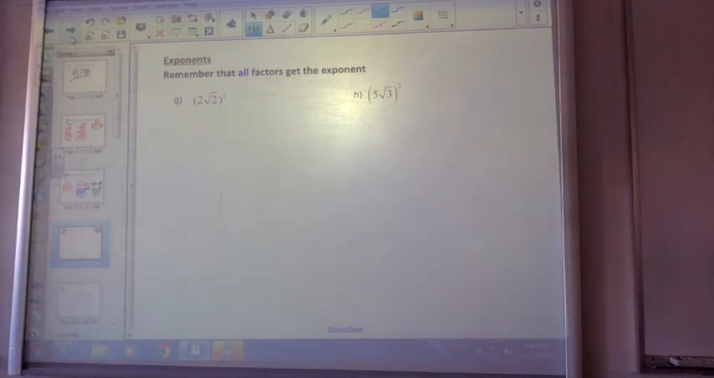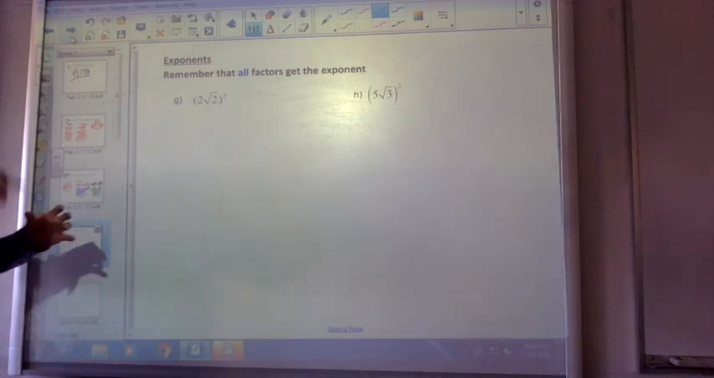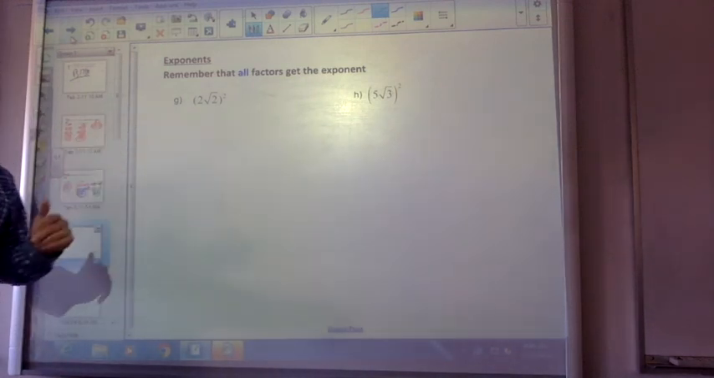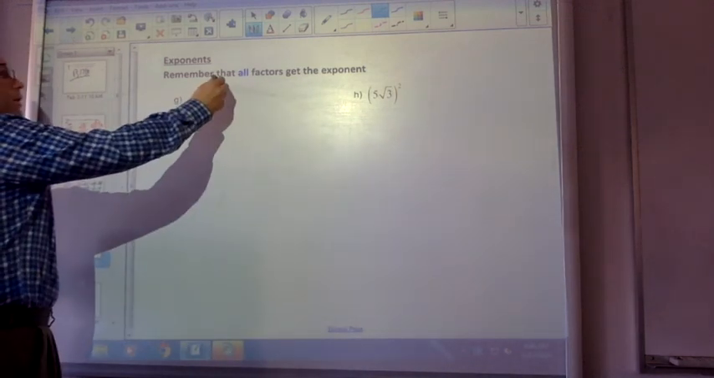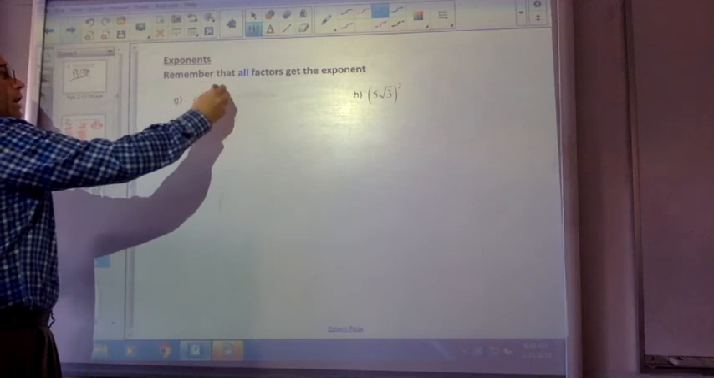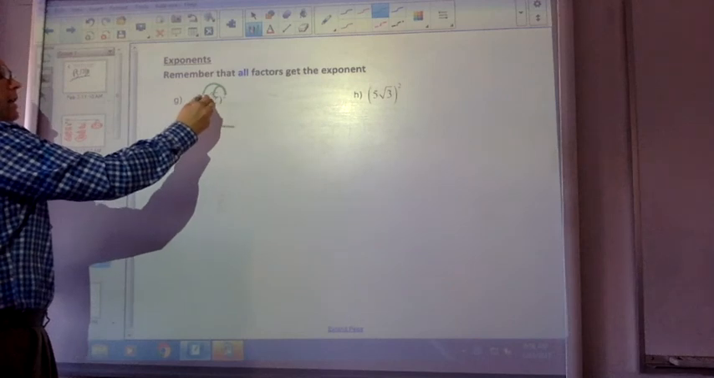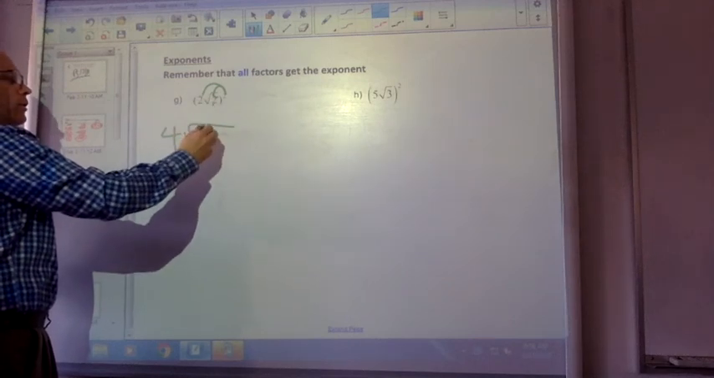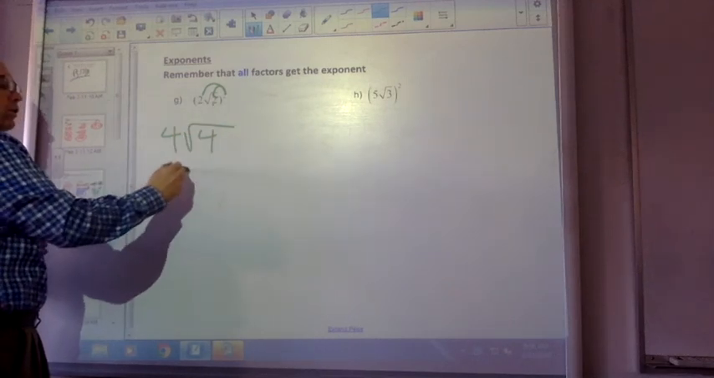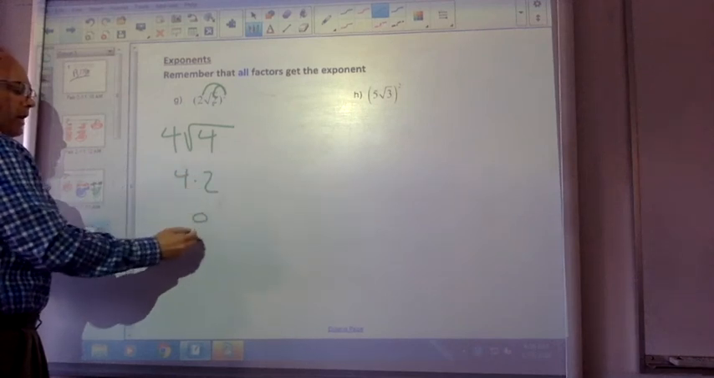All right. So remember that all factors get the exponent. Okay, so I have 2 root 2 as a quantity. It's grouped together, raised to the second power. So that 2 comes here and here. So I get 2 squared, which is 4. And then inside here, root 2 times root 2 is root 4. Root 4 is 2. I get an answer of 8 here.